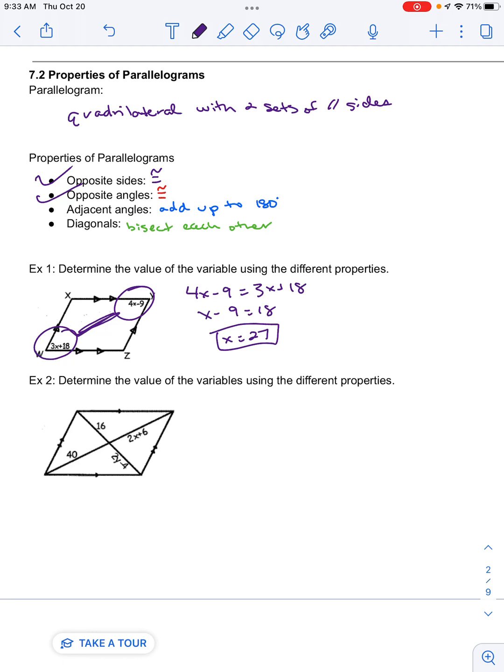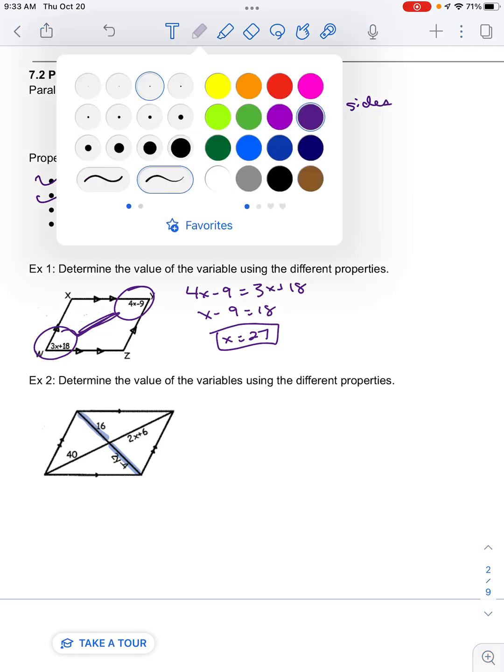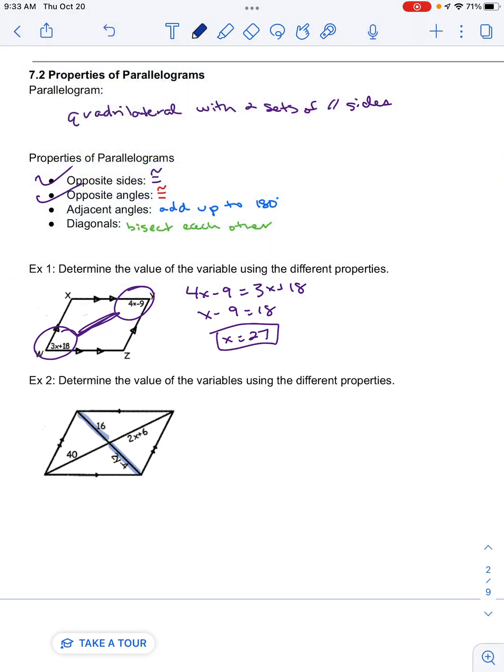Example 2, determine the value of the variables using the different properties. So I have diagonals here. So what that means when we say bisects, that means that this half is equal to that half. So my notation here is this is congruent to this. So I have 16 equals 2y minus 4. I'm going to go ahead and just solve this. So 20 equals 2y, divide by 2, y equals 10.